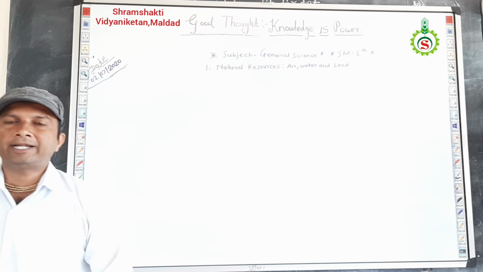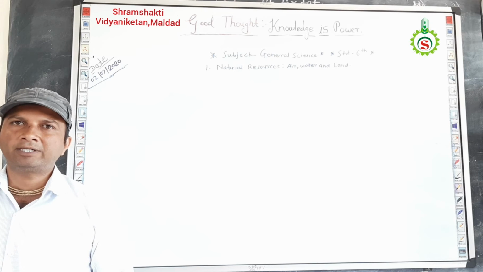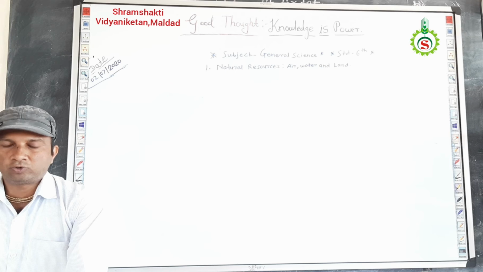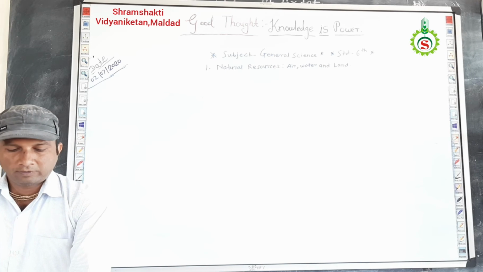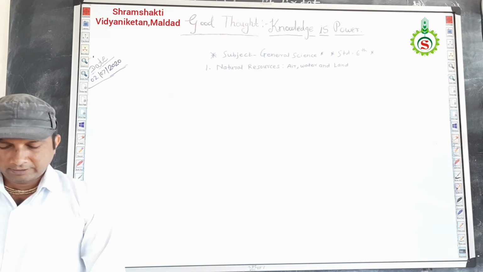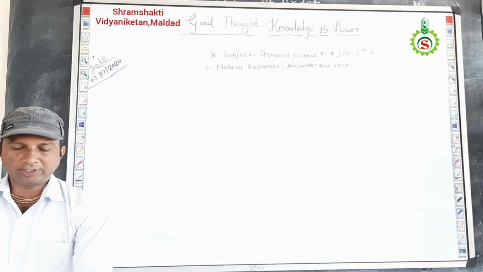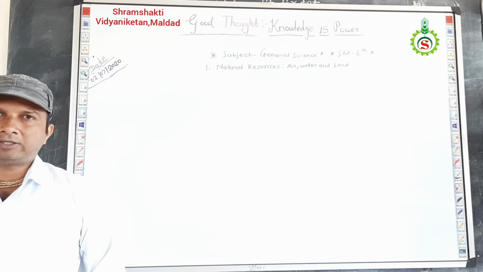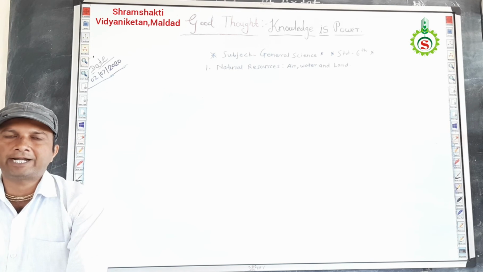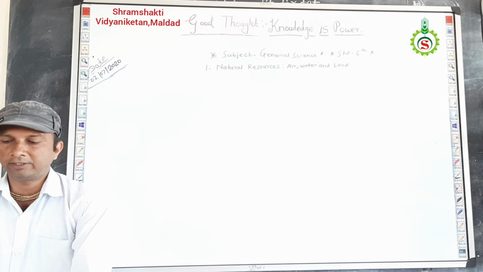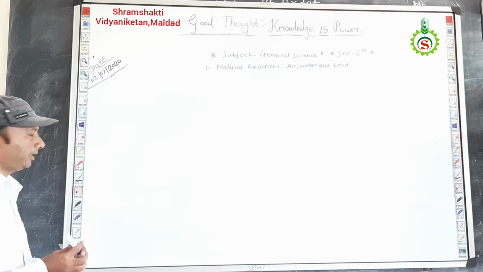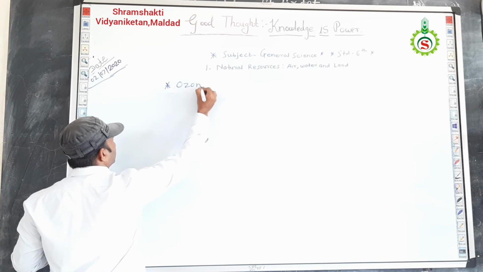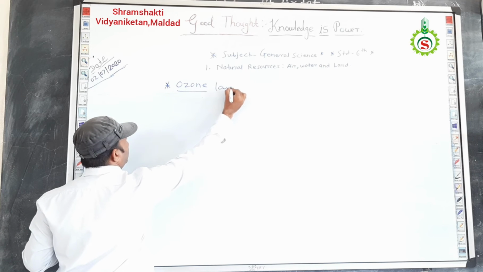Harmful radiations from the sun get absorbed in the atmosphere, and useful radiations are dispersed to the earth. These constituents include fog, clouds, snow, and rain. From these constituents, the harmful radiations are prevented from reaching the earth. Now, next point: ozone layer.